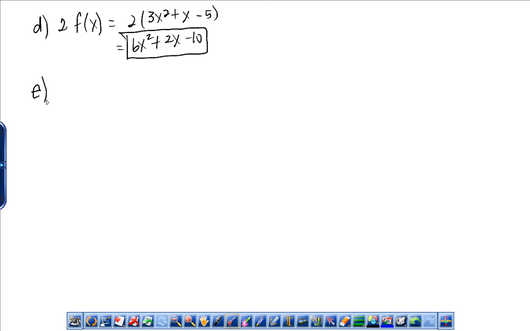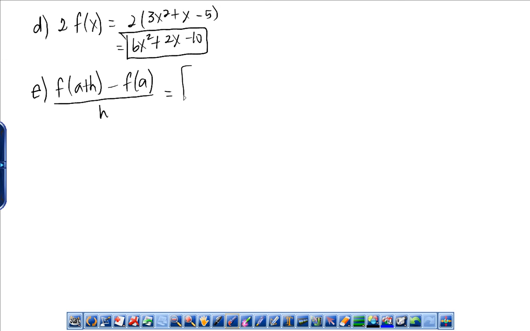Okay, for E, let's try f parenthesis a plus h. Okay, we did this on C. I want to subtract f of a, which we did on B, and I want to divide this by h. I'm going to try to break this up as easy as possible. Remember, a plus h goes in for x. Then we're going to subtract when you plug in an a value.